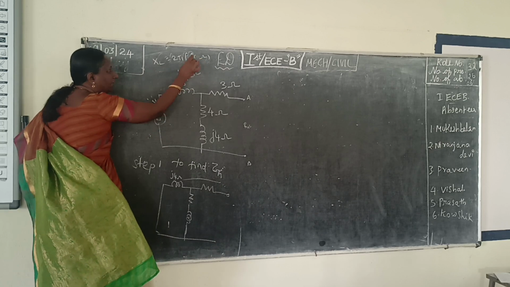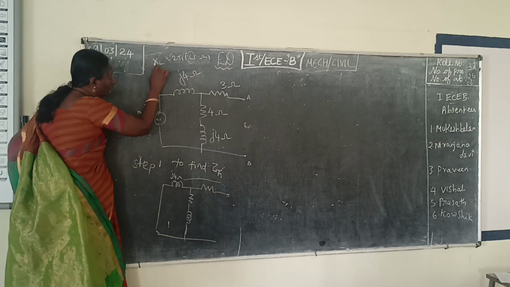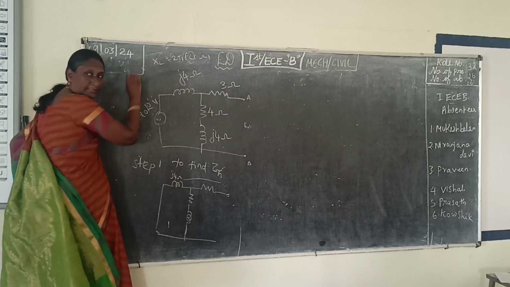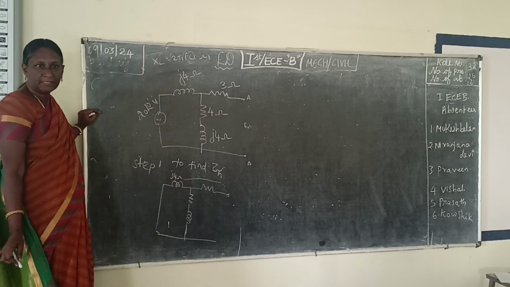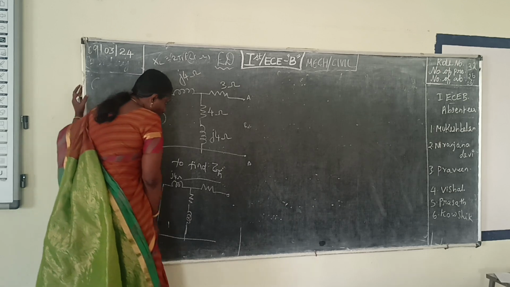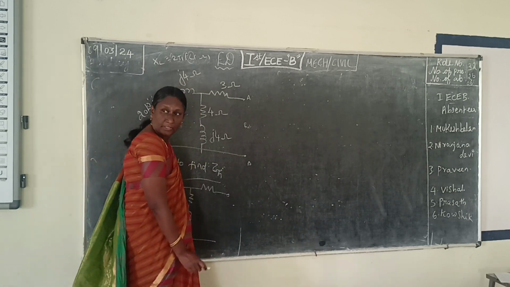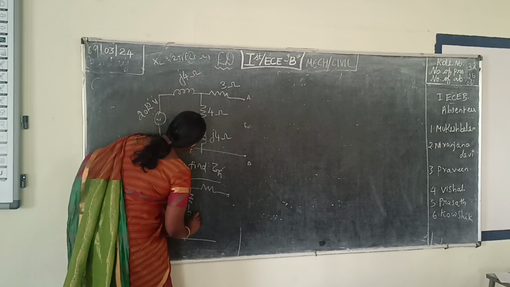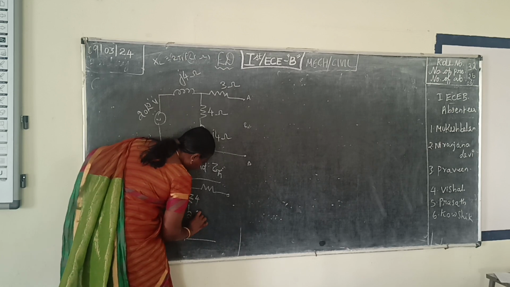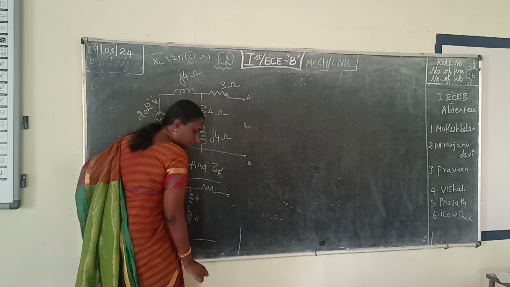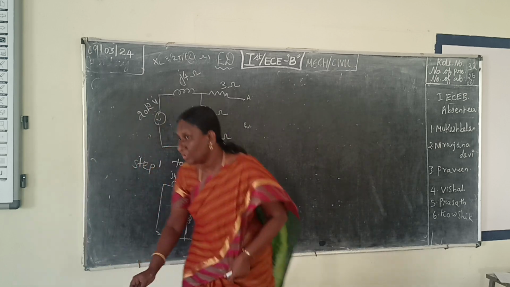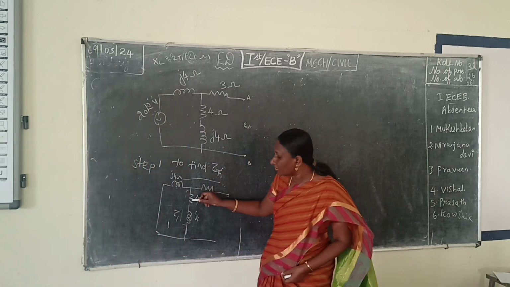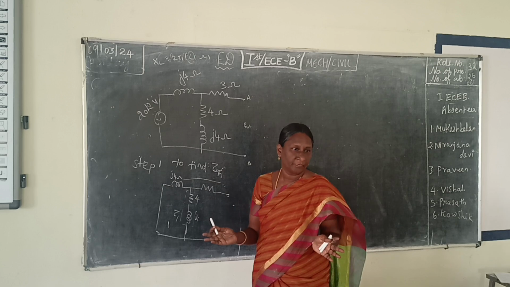So the L value is in Henry. The given value is inductive reactance. Here these two are connected in one arm, so you are going to consider this as an impedance, the value 4 plus J4. You are going to consider this as Z1. So you are not taking these two components separately.